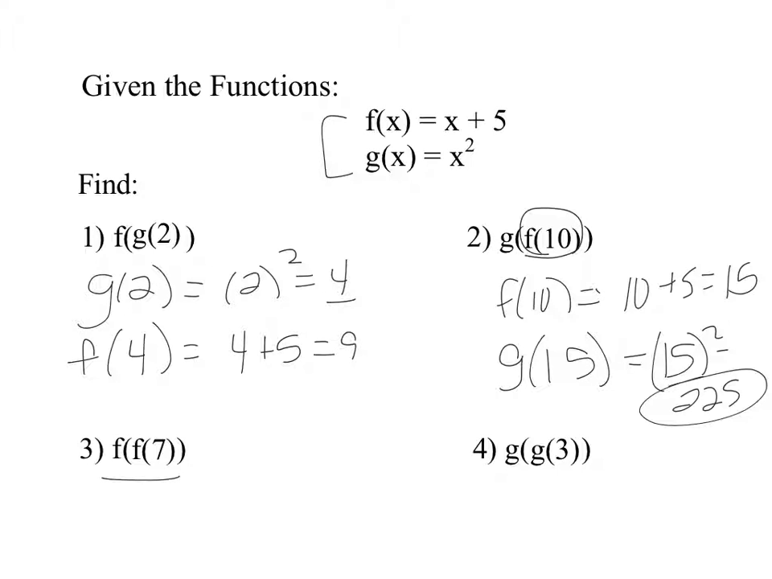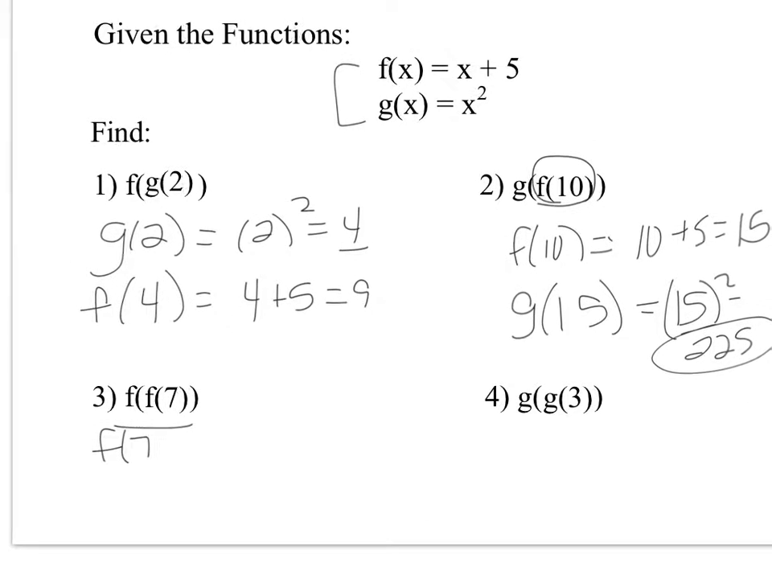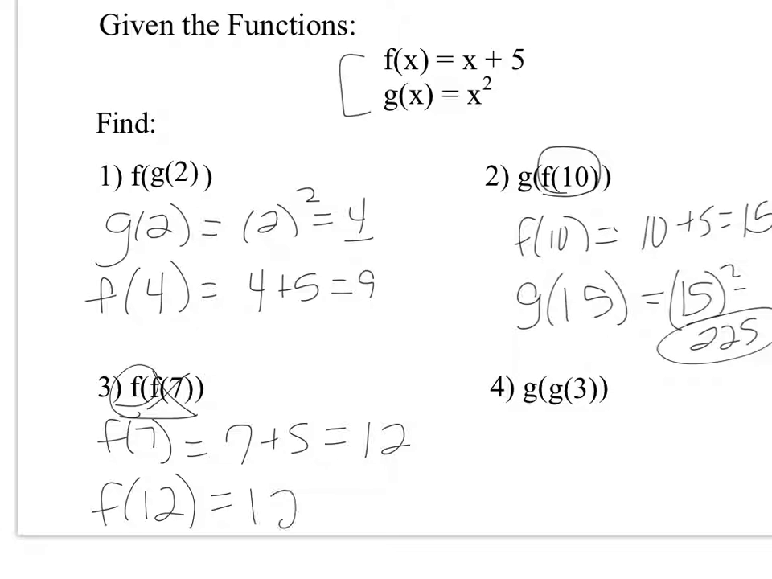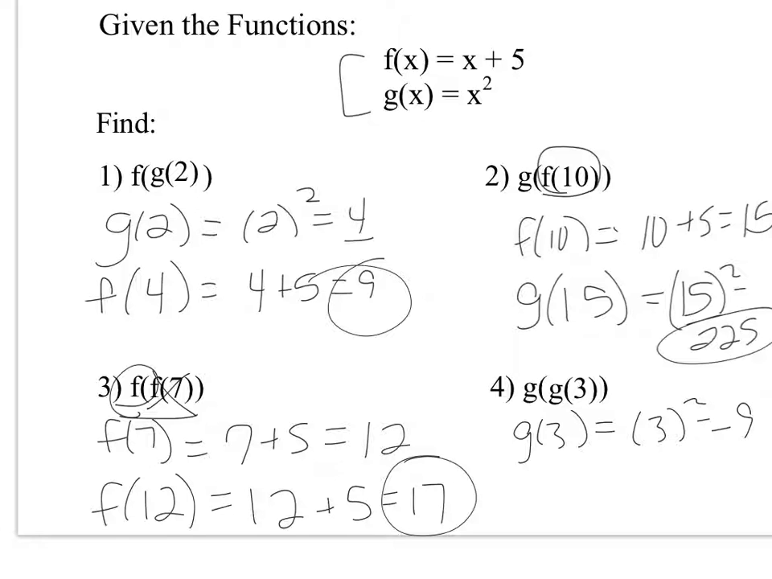Okay, f of 7. First you find out what 7 is. So f of 7 is 7 plus 5, and that's 12. So I just did this one, now I have to do this one. Yeah, it's the same one. Okay, so the second answer is always your answer. So g of 3, that is 3 squared, or 9. I just did this one, now I need this one. So g of 9 is 9 squared, or 81.